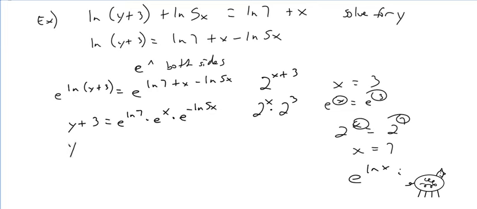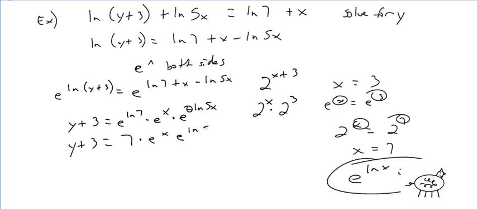Alright, so I get y plus 3 equals, what's e to the ln of 7? Well, here we're back to this again. e to the ln of whatever equals that whatever. So that's just equal to 7. Well, I can't do anything with e to the x because it's just e to the x. And what does that give us? It gives us e to the ln of 5x to the negative 1. Right here, I'm just using properties of my logs. That negative goes as an exponent, doesn't it? So really, let's keep going here.